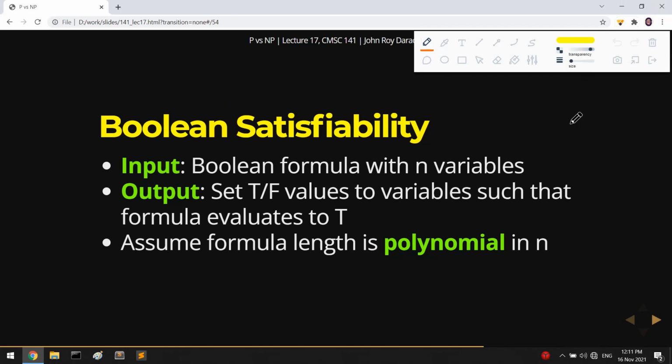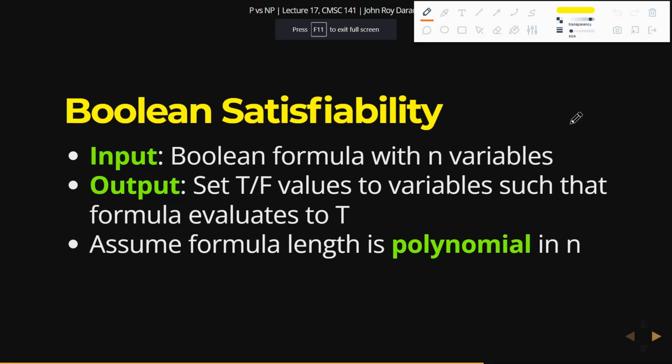So let's give an example. Let's say that our Boolean formula is A or B and not C. What would be the truth values for this statement to evaluate to true? If we tried false, false, false here, what would this evaluate to? False or false is false, and not false is true. So false and true is false. So this configuration is not it.